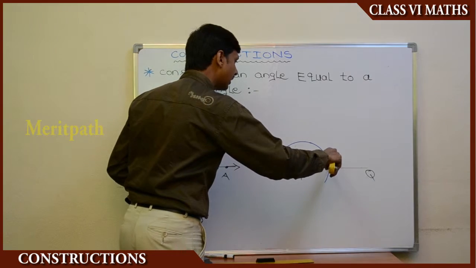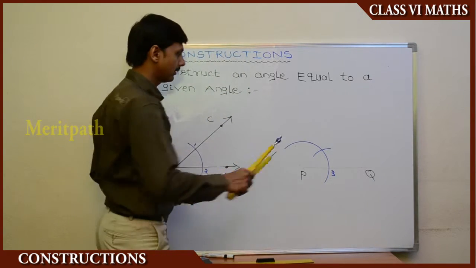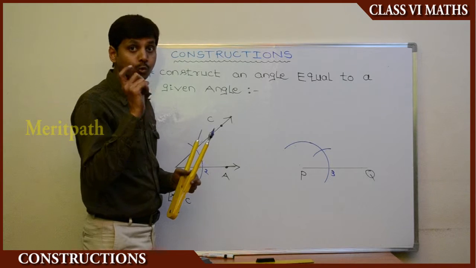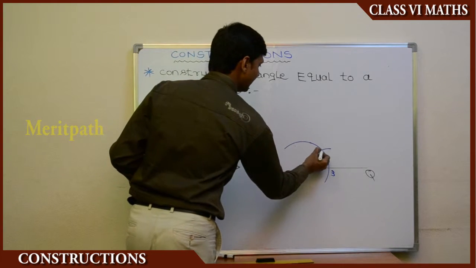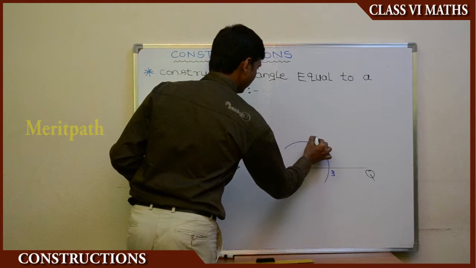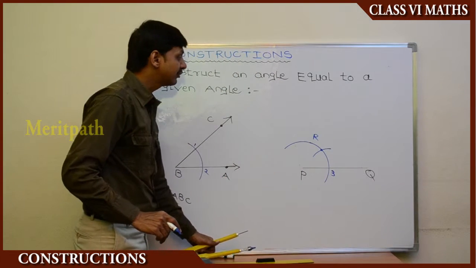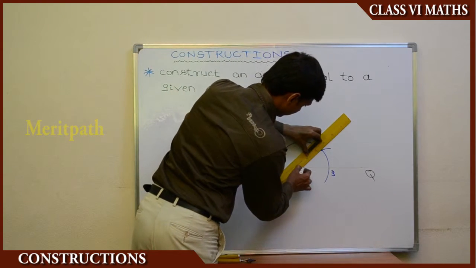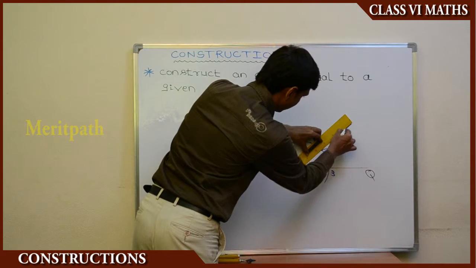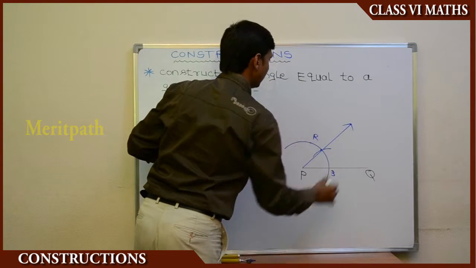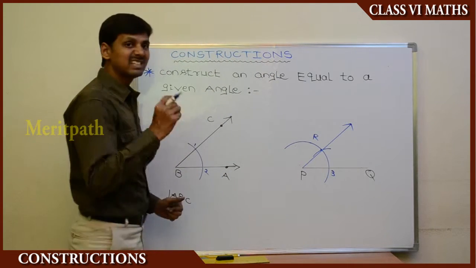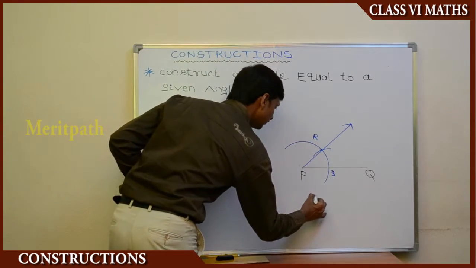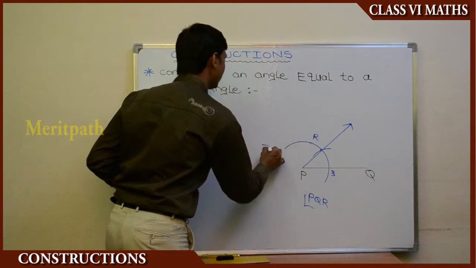We cut the previous arc, what we have done here using P. So using 3, we cut this arc and the 2 arcs are intersecting at one point. Take that point as R. So now let's join P and R. Now angle PQR is equal to angle ABC.